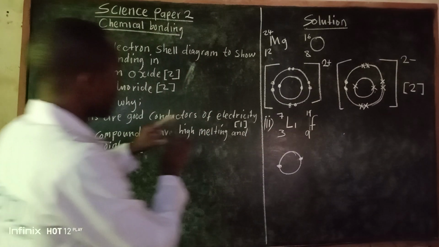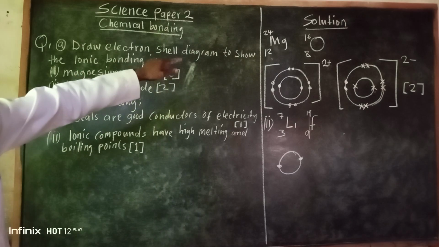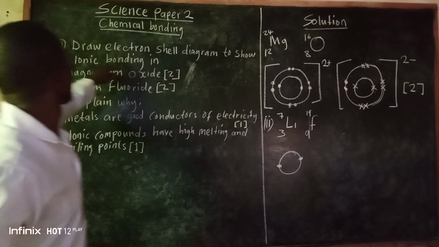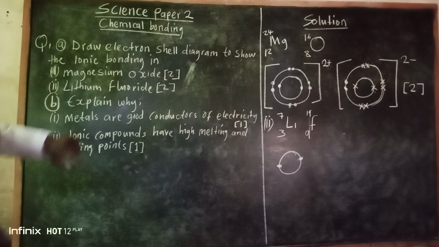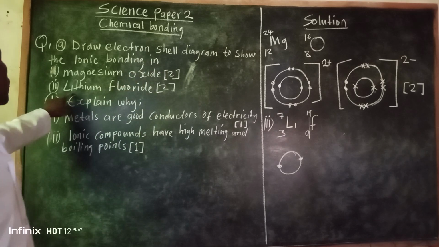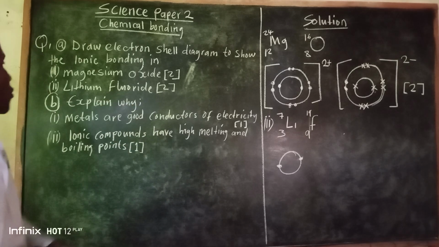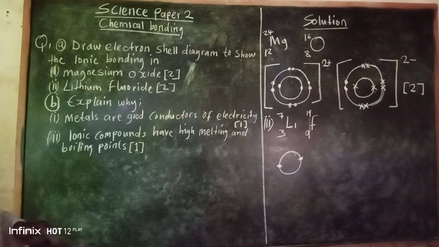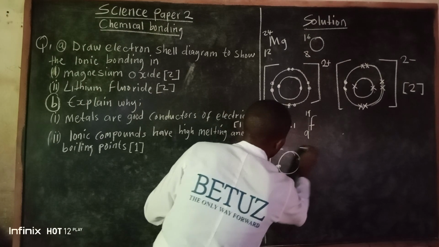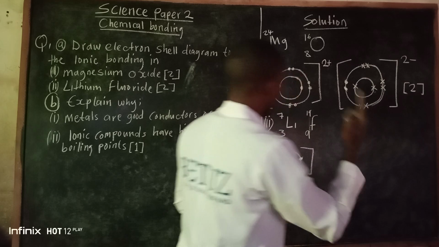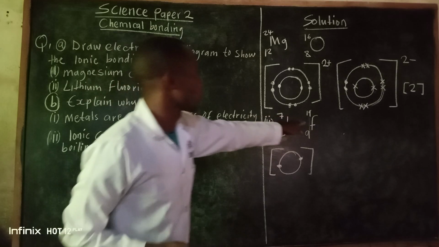So again, the bonding which is taking place there is the same as the one between magnesium and oxygen, which is ionic bond. That's why even in the question they said draw electron shell diagram to show the ionic bonding in it. So here lithium is the metal, then fluorine is the non-metal. It also involves the transfer of what? Electrons. Since 2 we have already put there, we have remained with 1, which is supposed to be in the outermost shell. That one will be transferred to the non-metal, which is fluorine.